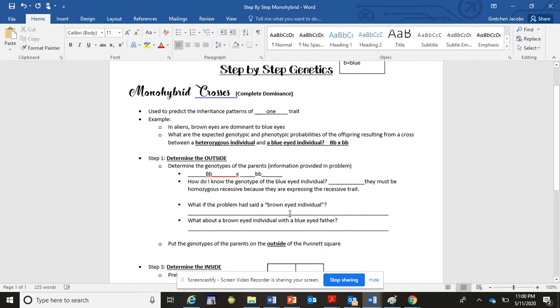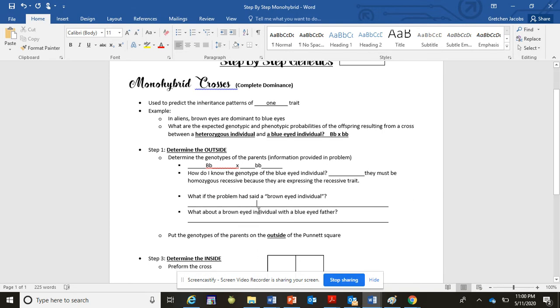What if the problem had said a brown-eyed individual? Well, if it had said a brown-eyed individual, we actually wouldn't have enough information. They could be homozygous dominant, which is two capital B's, or heterozygous, which is this combination. So if the problem had said brown-eyed individual, it wouldn't be enough information. So I would add a little note: not enough info.